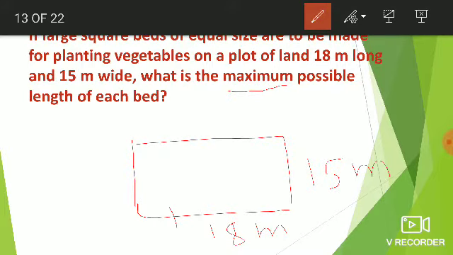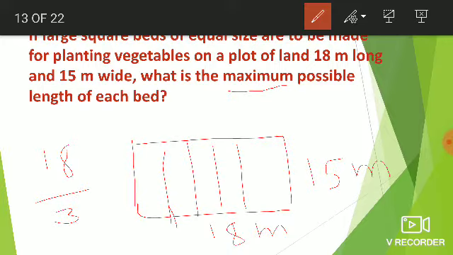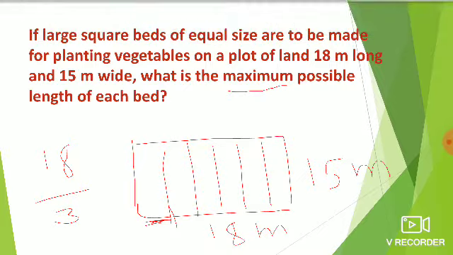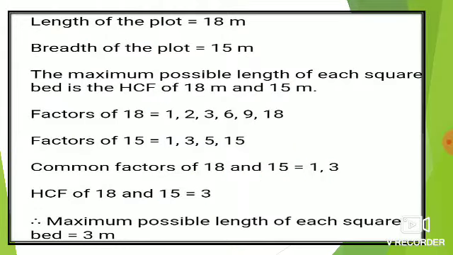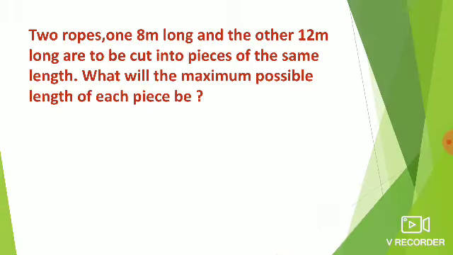If 3 meter, so how many beds will form here? You can divide this 18 by 3, 6. So 6 beds will be formed like this. So this is the actual answer. Understood? So length of each bed will be 3 meters. Like this you have to solve the example by using HCF and LCM.